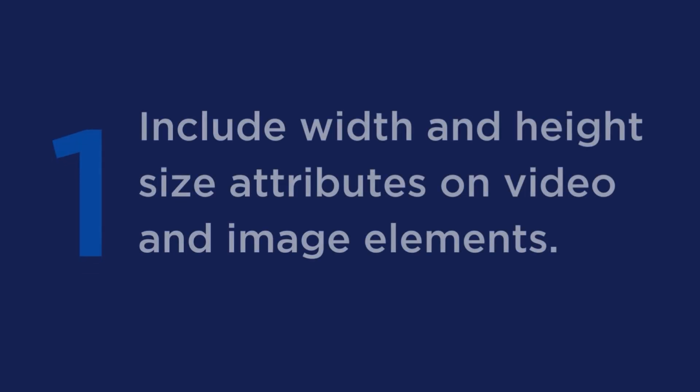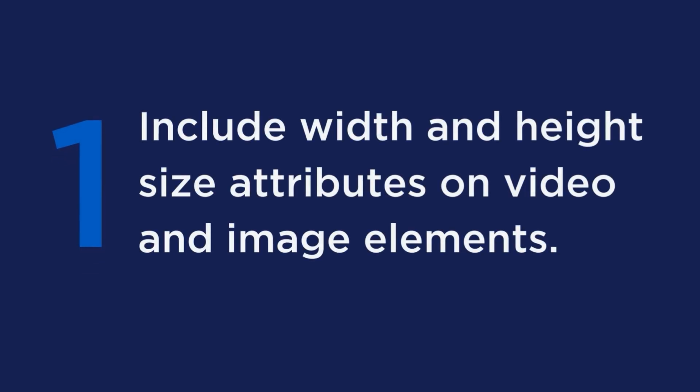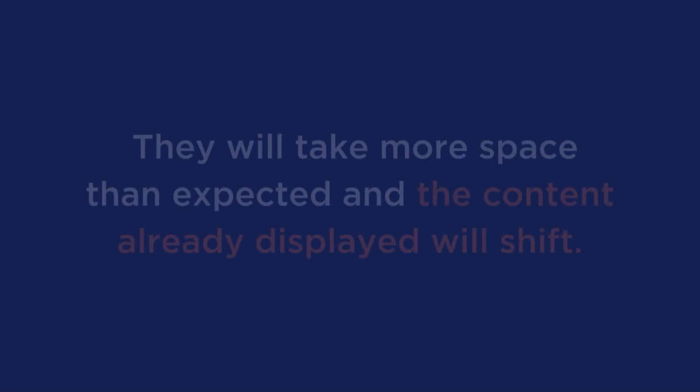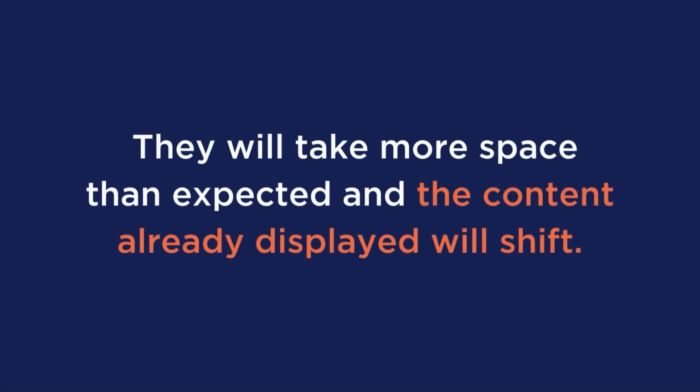Number 1, include width and height size attributes on video and image elements. Images and videos without dimensions are a common cause for a layout shift. If you don't specify the width and height size attributes, the browser doesn't know how much space to actually allocate while loading these elements. And likely, the space reserved won't be enough.